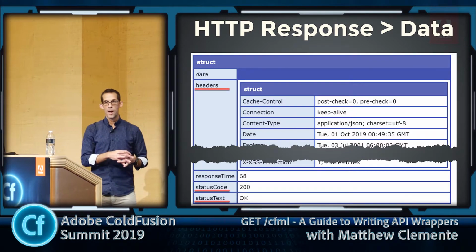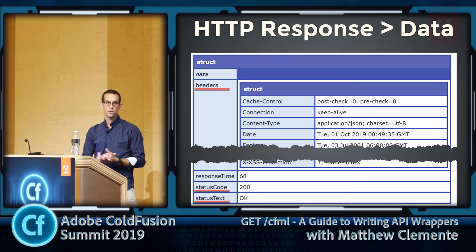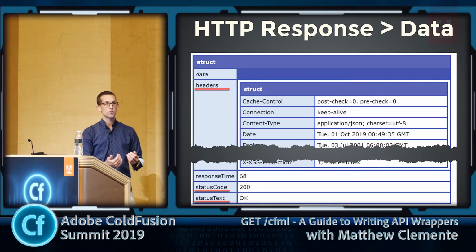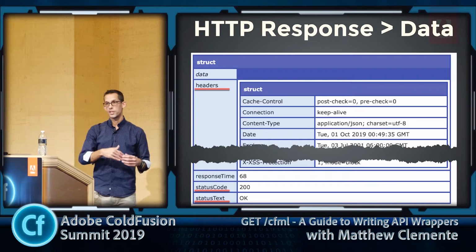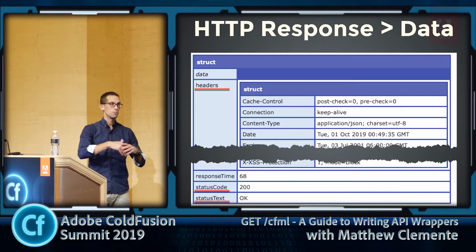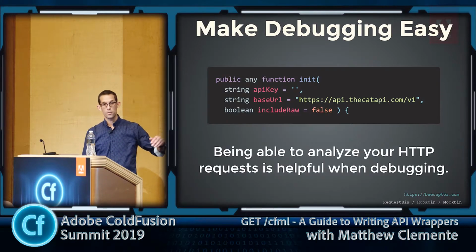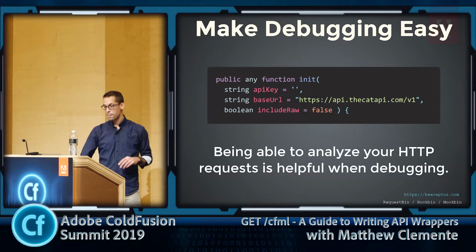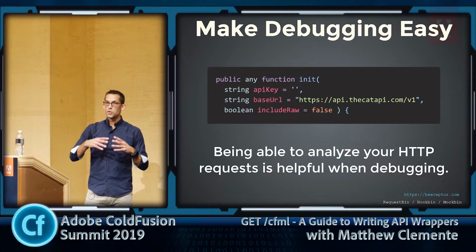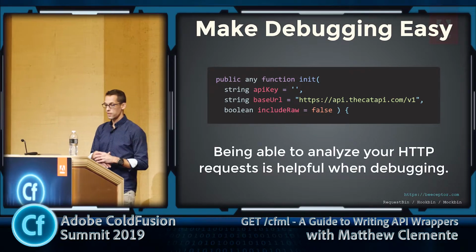If you're working with the wrapper and you check the status code and it comes back 400, you can handle that error response from the API gracefully. So don't just return the CFHTTP file content. Don't just return that data. You want to return your users the full HTTP response so that they can work with that and make decisions based on that. Another note when you're writing wrappers is you want to make the process of writing the wrappers, you want to make debugging that easy.